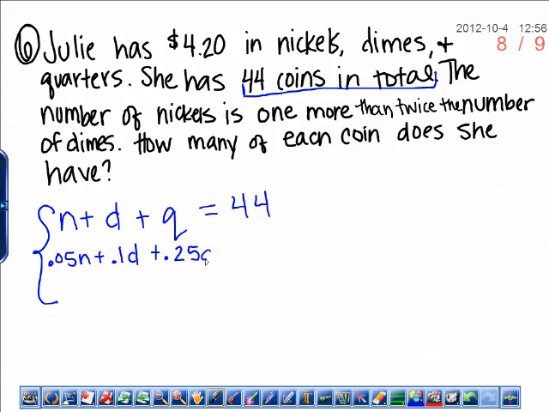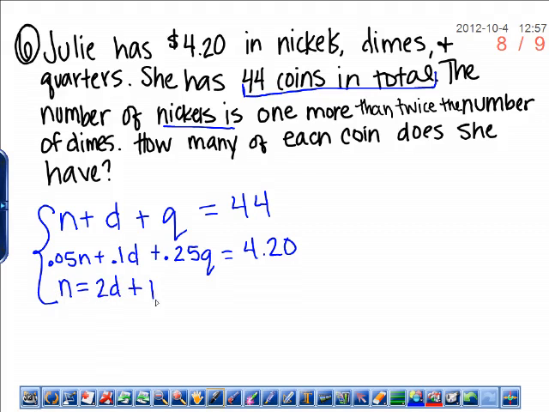Do y'all see where those numbers come from? Yes. Okay. The number of nickels is one more than twice the number of dimes. So I see number of nickels is... That tells me this is going to be N equals one more than twice the number of dimes. 2D plus 1. Good. All right.